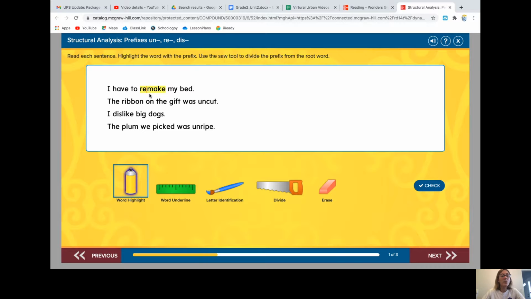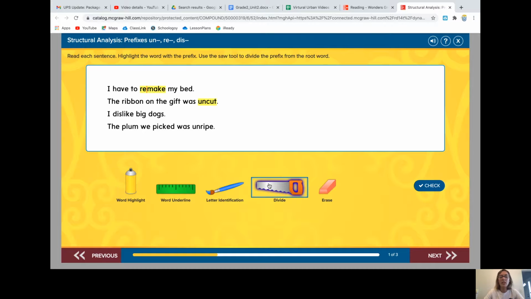All right, let's do the next one together. So let's read the sentence. The ribbon on the gift was uncut. Which word is the root word? Oh, excuse me, which word has the prefix? Yes, uncut. So let's write uncut down on our paper.